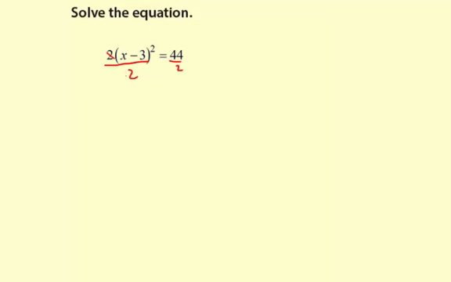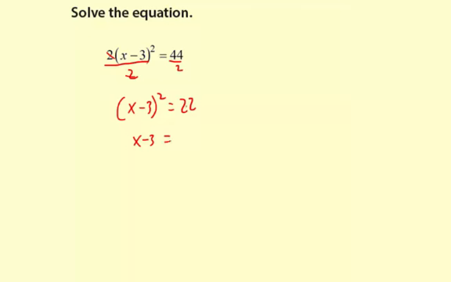These two simplify out. I'm going to have x minus 3 quantity squared on the left, and 44 divided by 2 is 22, so that goes on the right. Now I'm going to take the square root of both sides, trying to get that x by itself. So the square root of x minus 3 squared is simply x minus 3.